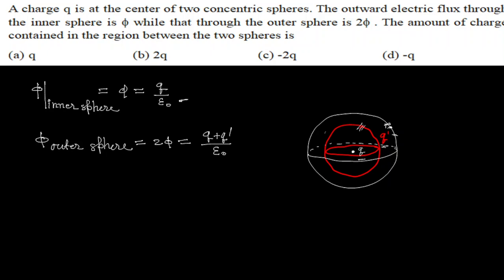Now if I put the value of phi from the first equation into the second, we get 2 times Q divided by epsilon naught equals Q plus Q prime divided by epsilon naught. Epsilon naught cancels out from both sides, and we get Q prime equals Q. That means we have placed a Q charge in the region between the two spheres. So the correct answer will be option A.